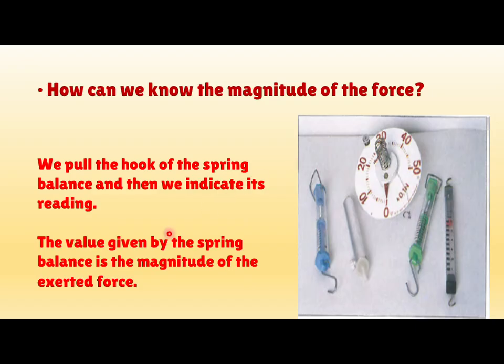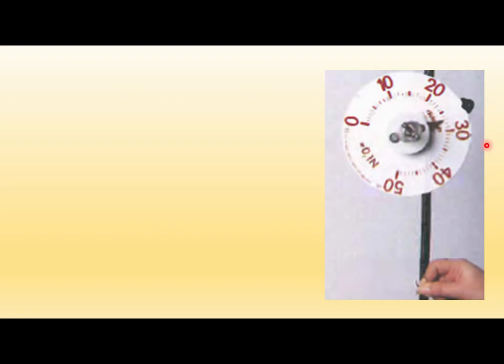The value given by the spring balance is the magnitude. Okay, like that. This is the balance, this is the spring and the hook. We pull the hook downward. We start to notice that we have a change in the value. Wherever the value reaches, this is the magnitude of the force. So we are pulling downward, and the arrow starts to rise and reaches a certain place.